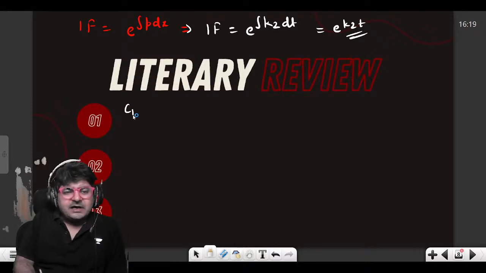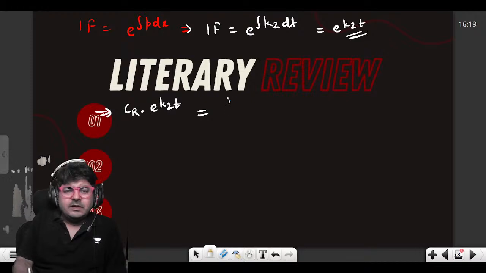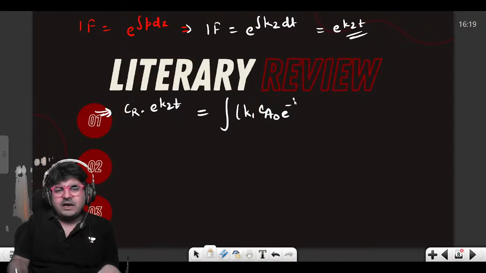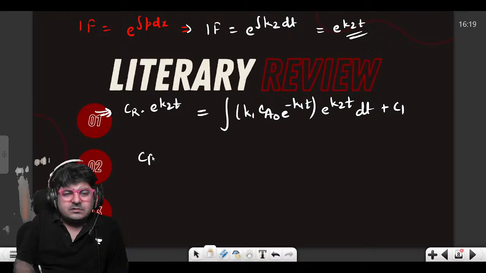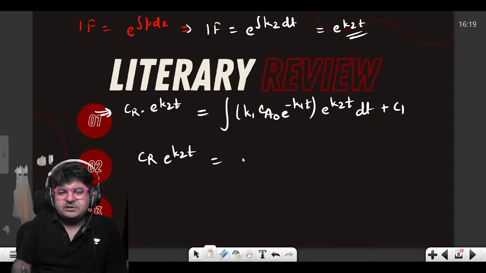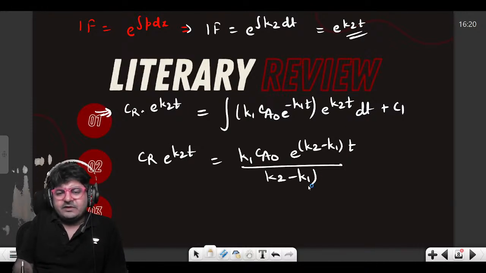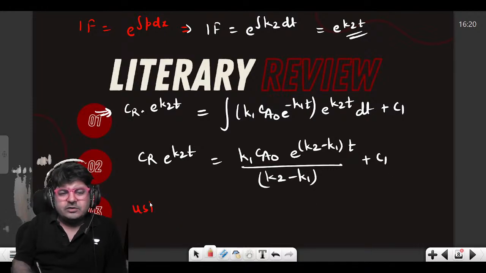So your solution is Y is CR into IF, that is e to the power K2T, is equal to, if you put the values in this equation, integration of Q, which is K1 into e to the power minus K1T, multiplied by IF, which is e to the power K2T, dt plus C. After solving this integration, you will get K1 e to the power K2 minus K1 times T divided by K2 minus K1 plus C1. You can see only one integration constant is there, so you can use the initial condition.